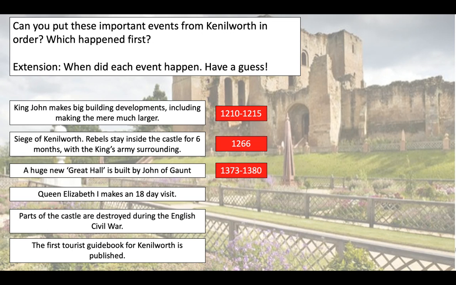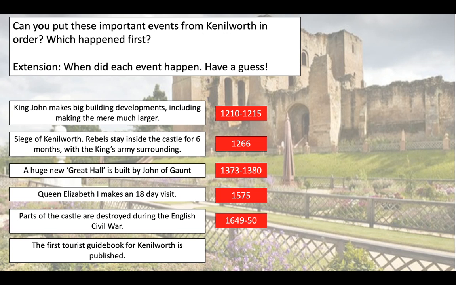The huge new Great Hall, which is a symbol of the castle becoming this real palatial residence, happens between around 1373 and 1380. Queen Elizabeth I visits, again, another date we should really have in our minds. That happens in 1575, okay? So this is now, the castle's been around for over 450 years, and we're getting slowly more towards the present day, although still, of course, nearly 450 years ago.